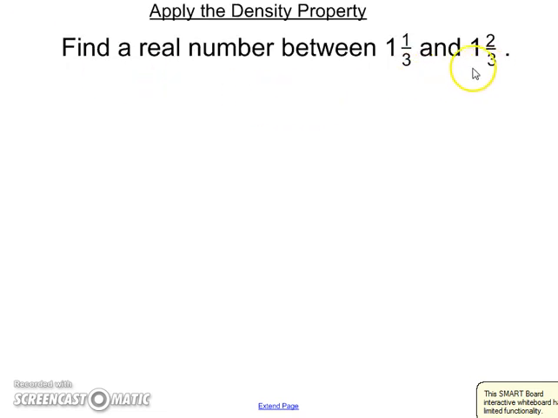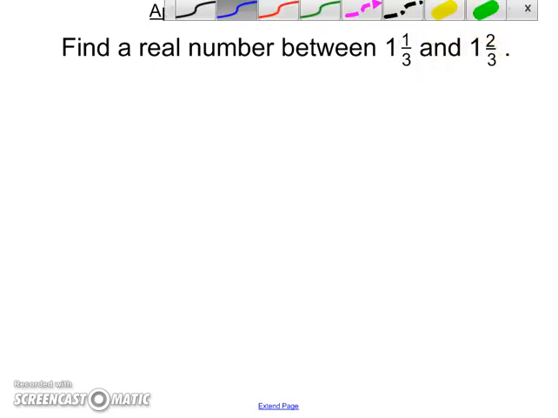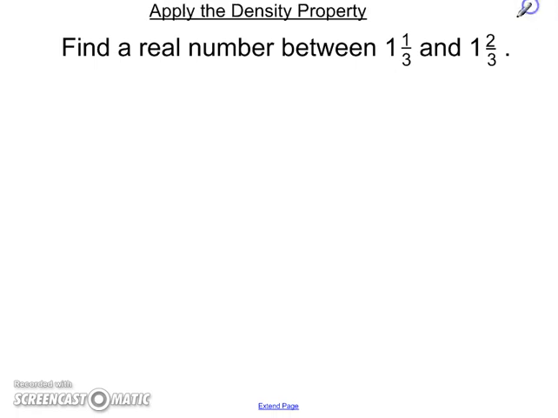So in this particular case, we are going to find a number between 1 1/3 and 1 2/3, which may not seem like you can because they seem like they're sitting right next to each other on the number line, but in fact they are not. Well, they are, but there is space in between them. And if you don't know what falls between 1 1/3 and 1 2/3, then add them together and divide by 2. Take their average.